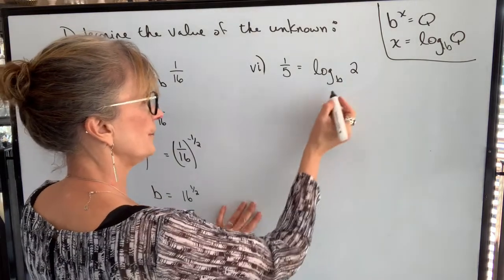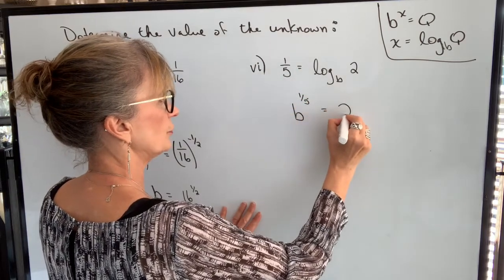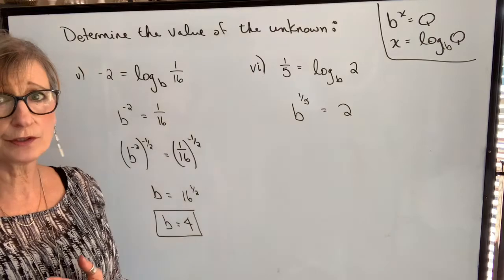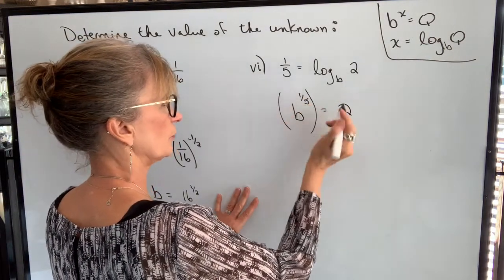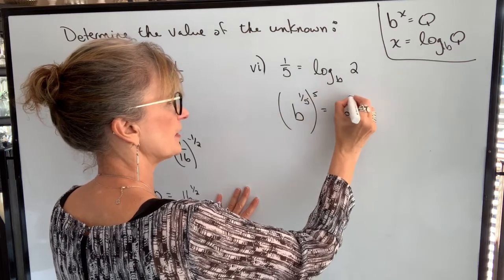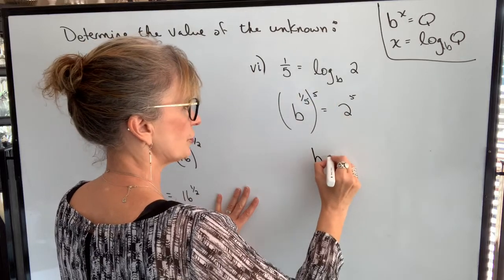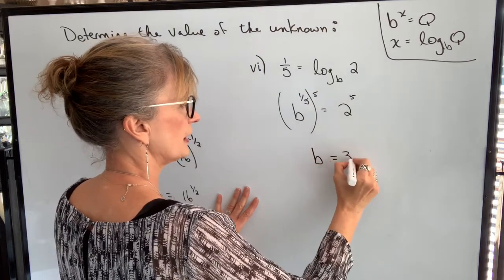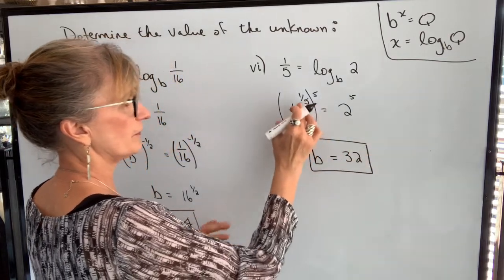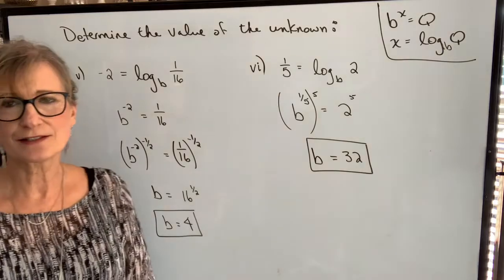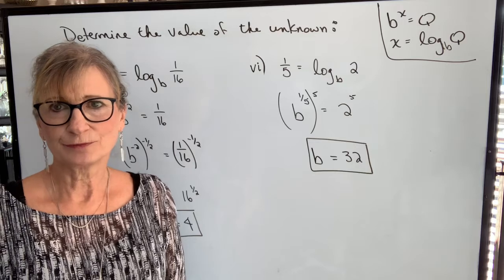Do the same thing here. We have b to the exponent of 1/5 is equal to 2. I just wanted to know what b is equal to. So I'm going to raise this to the power of the reciprocal of 1/5, which is 5. I do the same thing to the other side. So 1/5 times 5 is 1, so I'll get b to the 1, which is just b. 2 to the 5th power is 32. Does 32 to the 1/5 equal 2? Yes, it does. So that's how you would solve for b if that's the unknown.